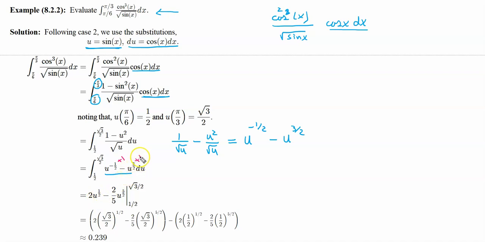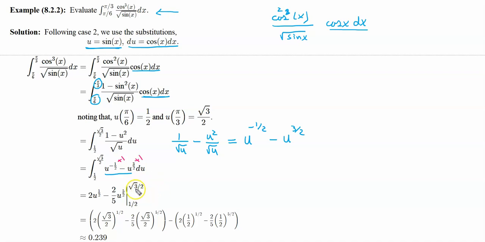3/2 plus 1 is 5/2. So u to the 5/2 right there. And we need to multiply by 2/5, so if we were to differentiate, 5/2 and 2/5 would cancel. And then we just evaluate from 1/2 to root 3 over 2.